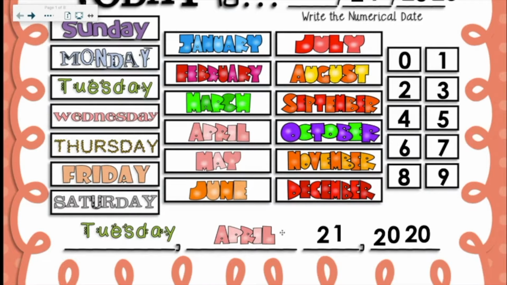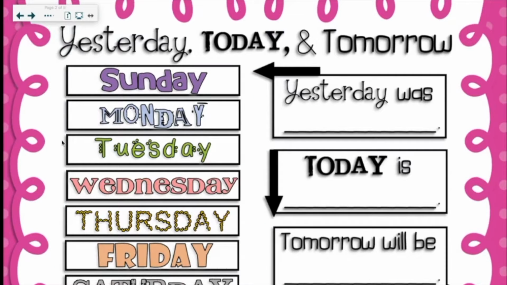So now that we've written it out, we're going to read it. So get ready to read. So ready, the date, set, read. Tuesday, April 21st, 2020. We're going to think about what today, yesterday, and tomorrow will be.